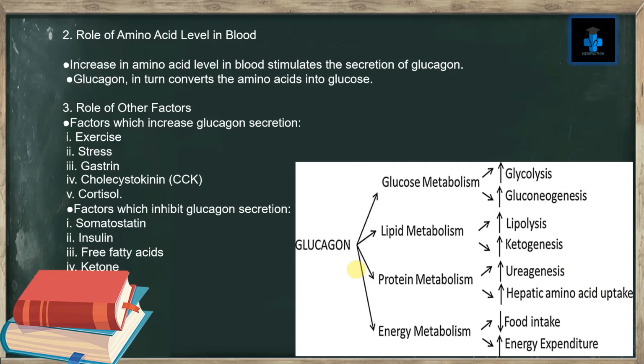Role of amino acid level in blood. Increase in amino acid level in blood stimulates the secretion of glucagon. Glucagon in turn converts the amino acids into glucose.